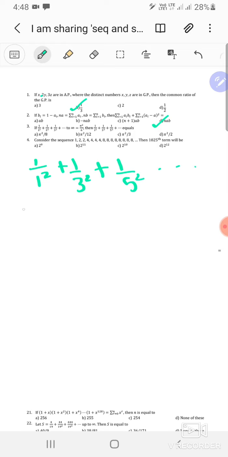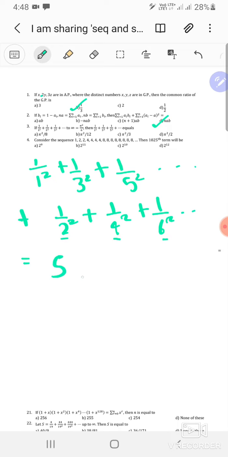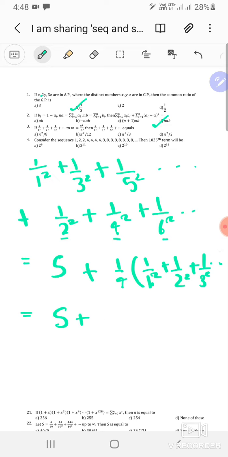It keeps going like that. Plus 1 upon 2 squared plus 1 upon 4 squared plus 1 upon 6 squared, and it keeps going like that. You can see that these are the missing terms. So that has to be equal to 1 upon, just call this thing S for now. So S plus, what is this thing? This is just 1 upon 4 into 1 upon 1 squared plus 1 upon 2 squared plus 1 upon 3 squared. It keeps going like that. So that's just S plus 1/4 of whatever this sum is, but we know what that sum is.